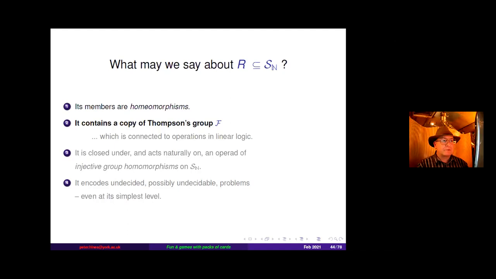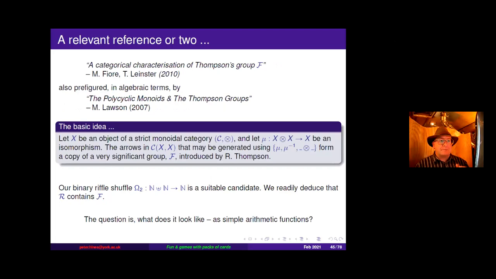So there's two different ways of going about this. There's an algebraic approach and a categorical approach. This is a category theory seminar, so I'll take the categorical approach, but it works equally well if you go via inverse semigroup theory. The basic idea is that, let's say we've got an object X of a strict monoidal category and we've got an isomorphism from X tensor X to X. Well, the arrows in the endomorphism monoid of X that are generated using this isomorphism, its inverse and the tensor, the key point of Fiore and Leinster's 2010 paper is that these form a copy of a very significant group introduced by Richard Thompson that he called F.